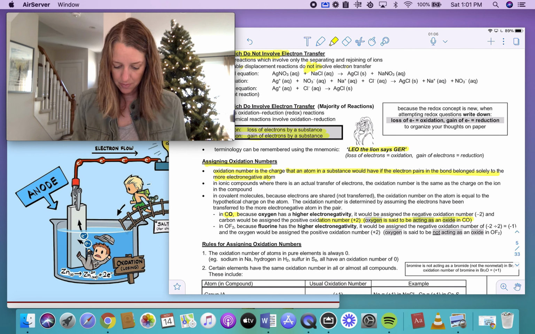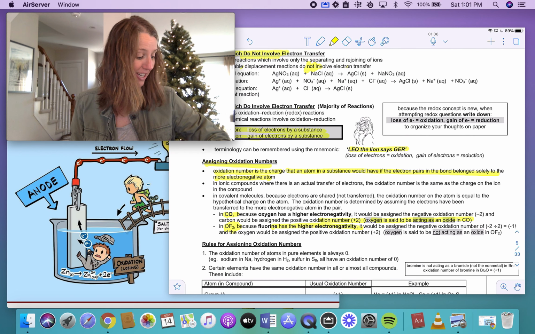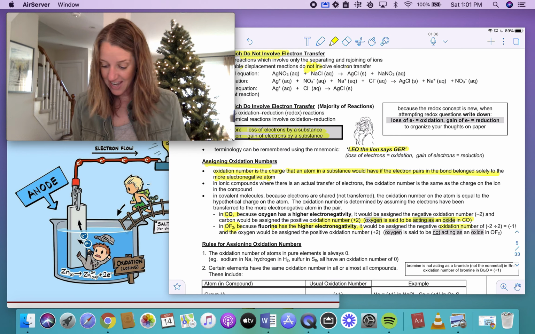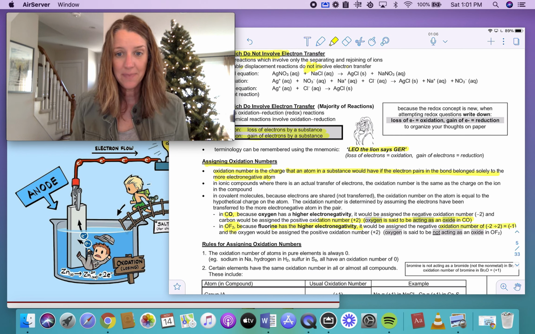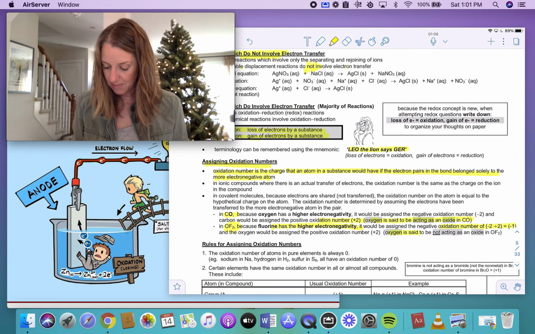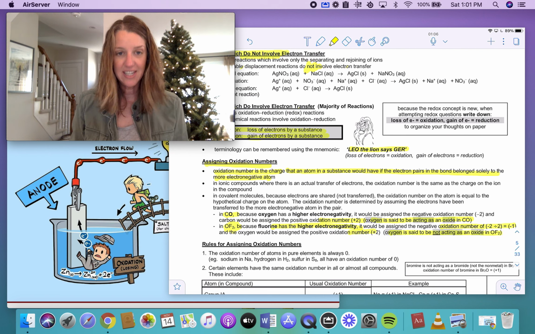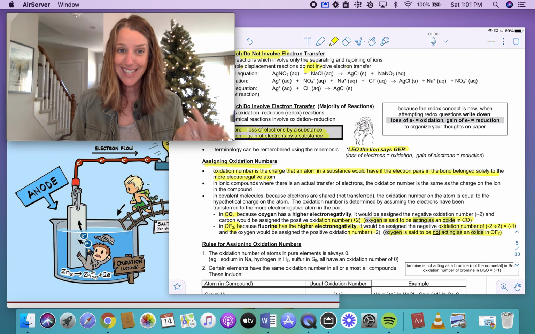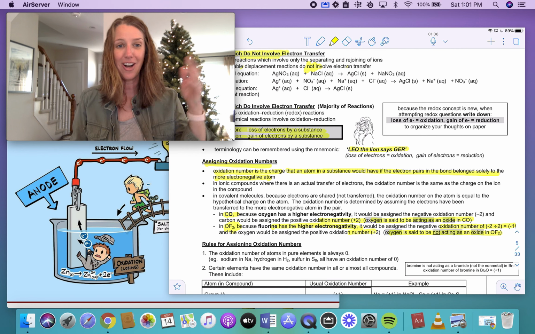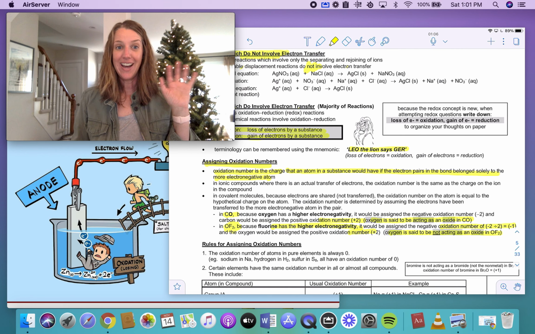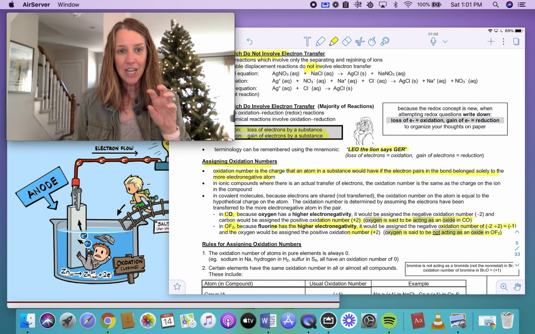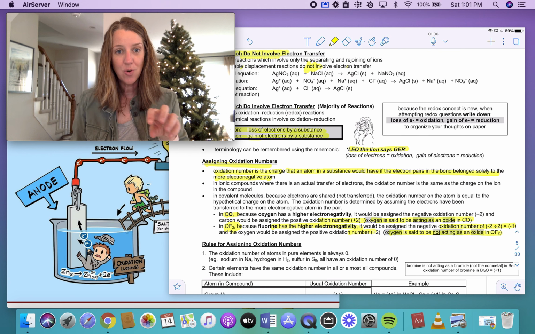Okay, OF2. Fluorine is more electronegative than oxygen, isn't it? It's the most electronegative one on the periodic table. It would be assigned a negative oxidation number, okay? And so oxygen is said to be not acting like the oxide, and it would have a charge of +2 in that circumstance. So you can see how it's going to be different, okay? We know the ionic charge of oxygen. That's not what we're dealing with right now. We're going to look at which one is more electronegative, which one holds that pair of electrons closer to it. That's what's going to be the oxidation number.